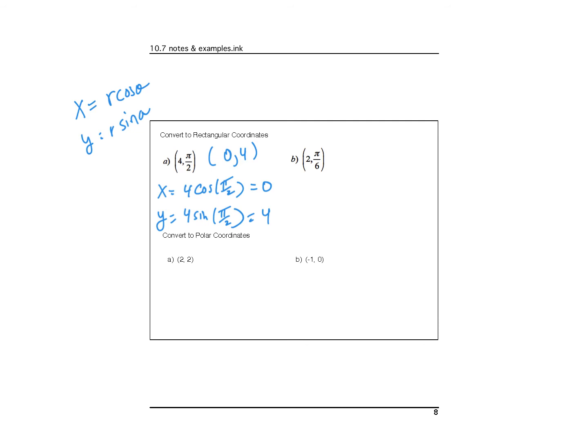Okay? 2 comma pi over 6. So same idea here. We just say x is equal to 2 cos at pi over 6. Cos at pi over 6 is equal to root 3 over 2. So 2 times root 3 over 2 would just give us a root 3. Y equals 2 sine at pi over 6. So sine would be the 1/2. 2 times the 1/2, we get a 1. Root 3 comma 1.